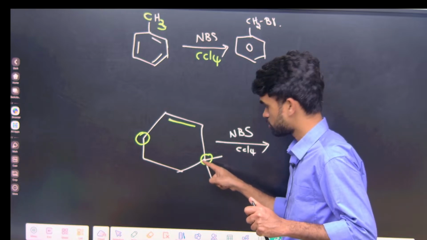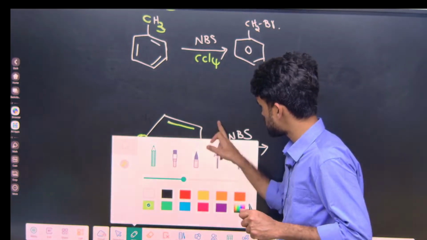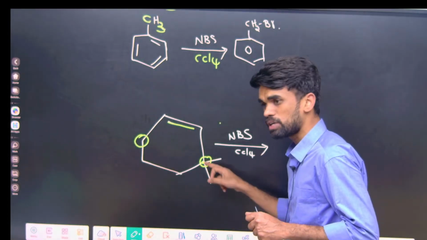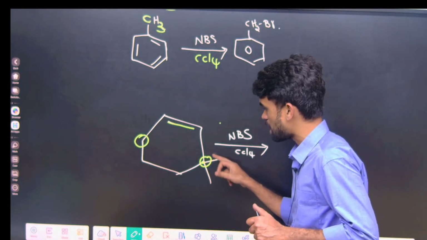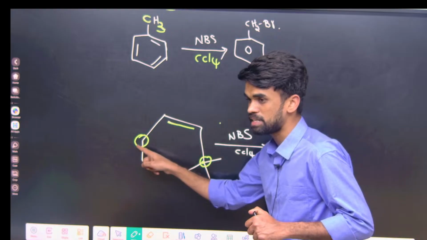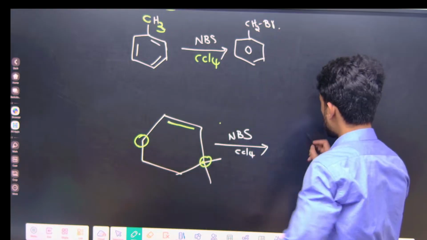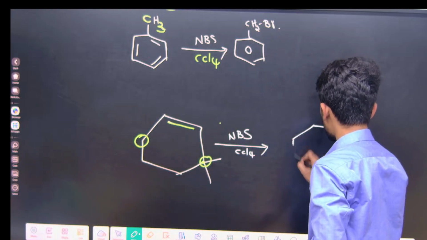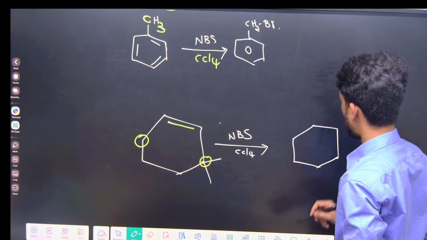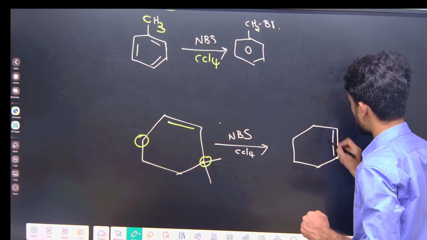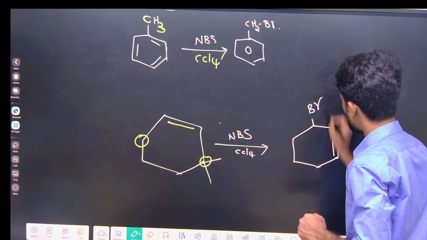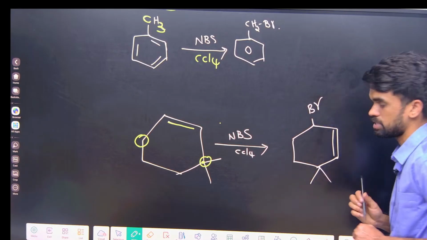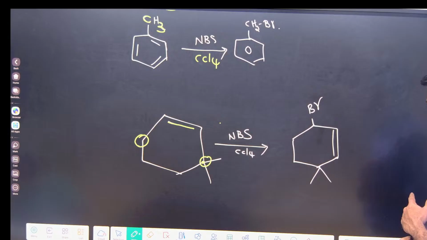No. All two hydrogens are substituted by methyl groups only, on this side. So no reaction at this allylic carbon, only taking place here, because there we have hydrogen. So there should be a minimum of one hydrogen for substitution at the allylic position. So you will get bromine here, but there is no reaction here, it remains as it is. Is this clear, whatever I am explaining?